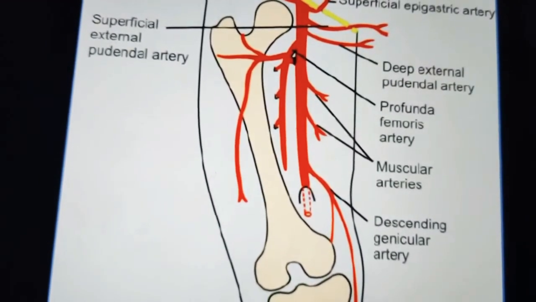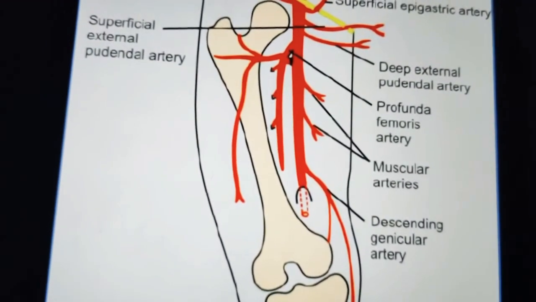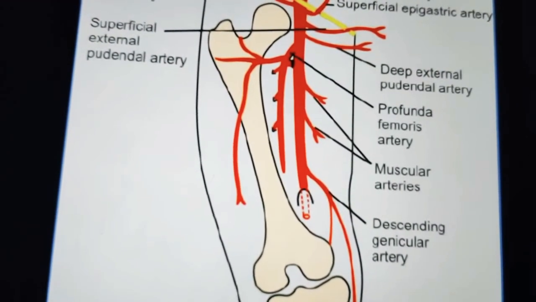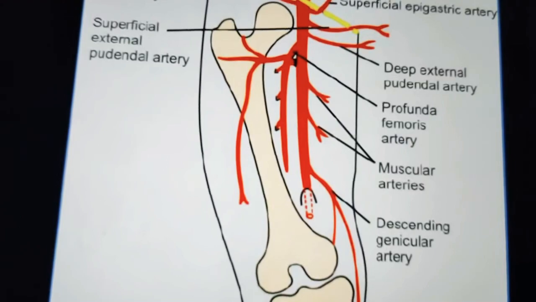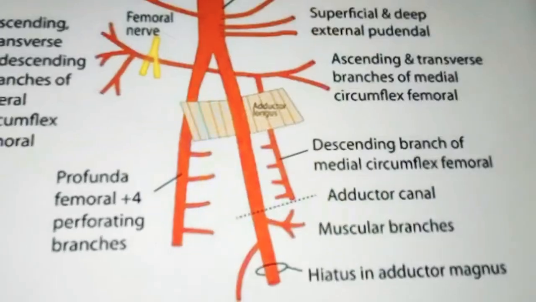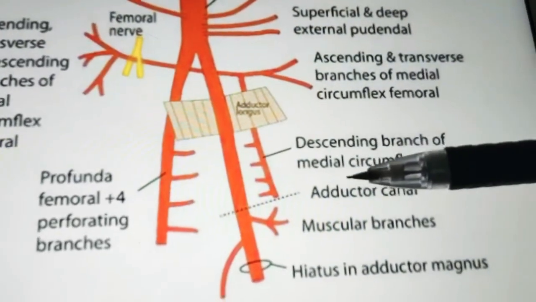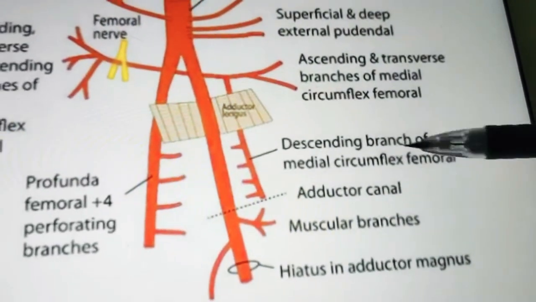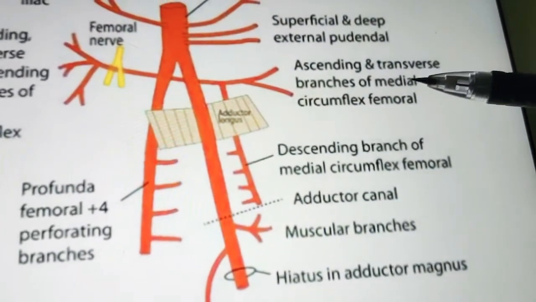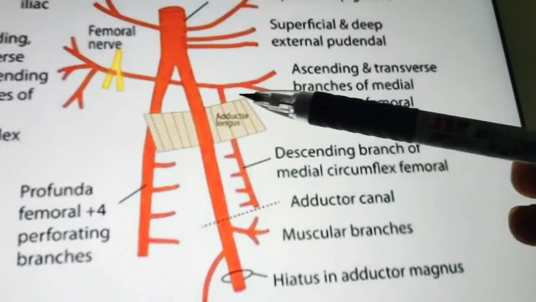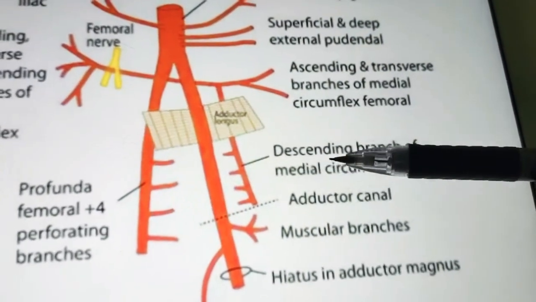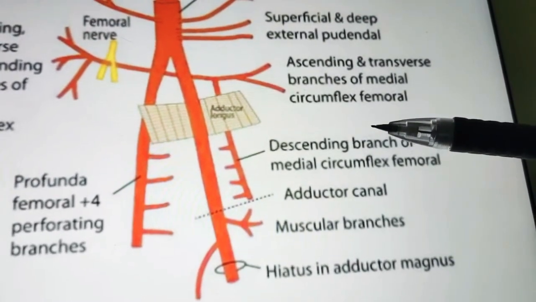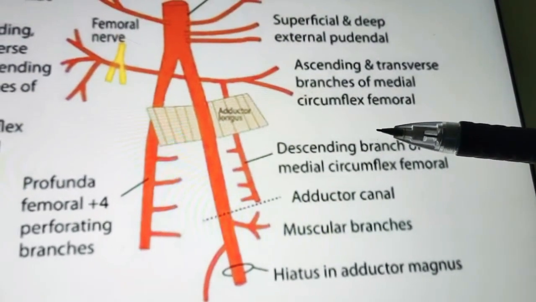Okay, and it also gives 4 perforating arteries. The medial circumflex femoral artery. So we can see here the descending branch of the medial circumflex femoral artery, which is in turn coming from the branches of the medial circumflex femoral. You can see this artery here, right? The profunda femoris artery gives the medial and lateral circumflex femoral arteries, right?